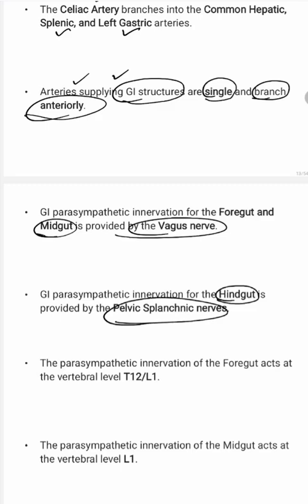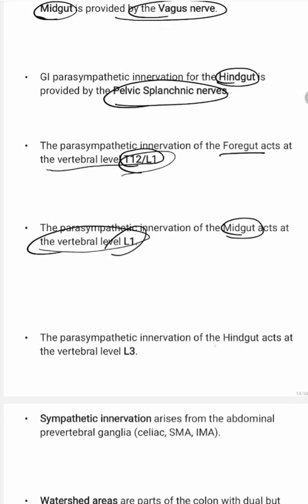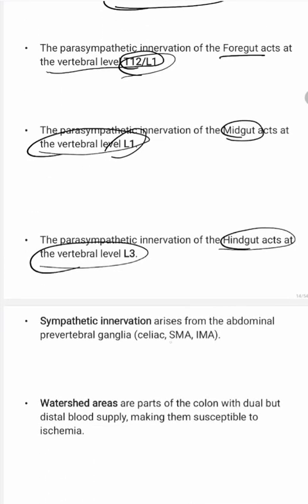Now, the parasympathetic innervation of the foregut acts at vertebral level T12 to L1. The parasympathetic innervation of the midgut acts at vertebral level L1. So T12, L1, L1. Now the parasympathetic innervation of the hindgut acts at L3. Sympathetic innervation arises from the abdominal prevertebral ganglia: celiac, SMA, IMA.